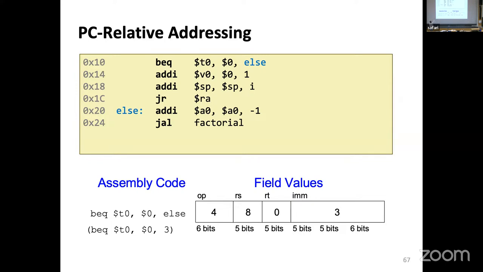So normally, when you execute the instruction that's at 10, BEQ, the next instruction would have been 14. So that's where the program counter is normally pointing. You say, if it's equal, jump to else, and else has an address. In this case, it's 20. You know where you are, and you are jumping that far ahead. In this case, you say, jump three words ahead. Yes?